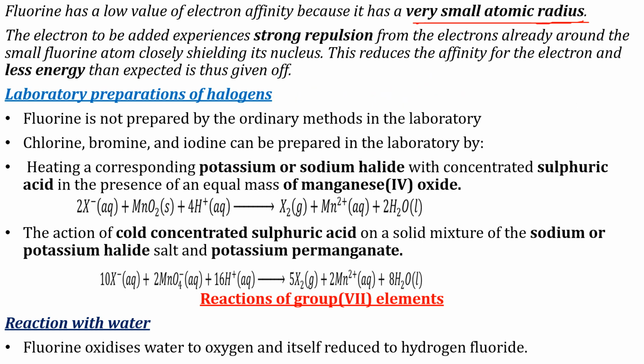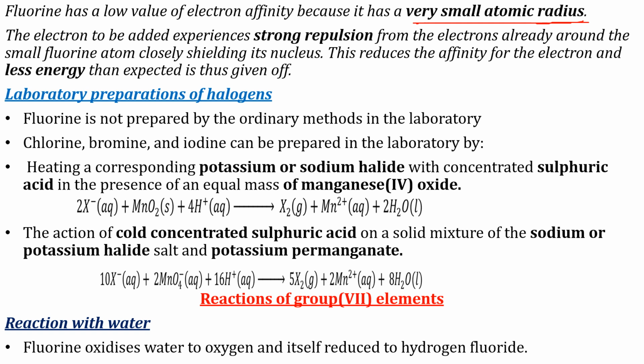So let's proceed to the laboratory preparations of halogens. Halogens is another name to mean group 7 elements. Fluorine is not prepared by any ordinary methods in the laboratory. Chlorine, bromine, and iodine can be prepared, however, by the ordinary laboratory methods.